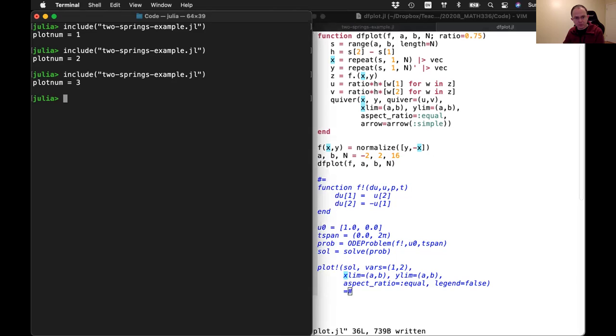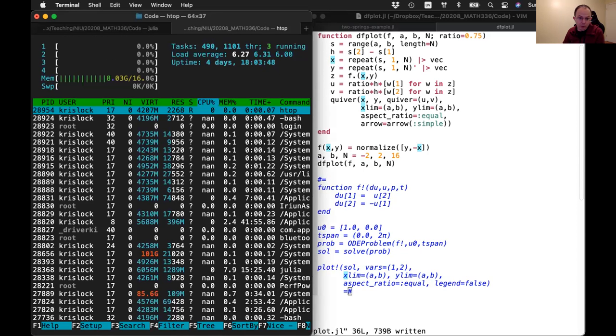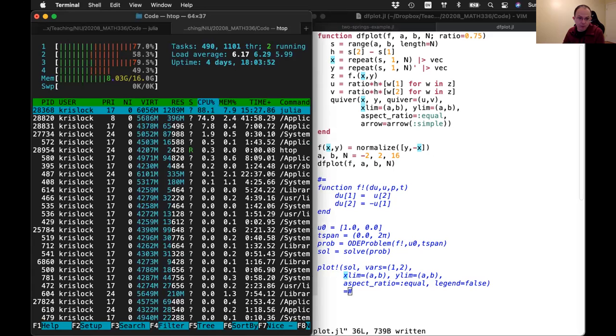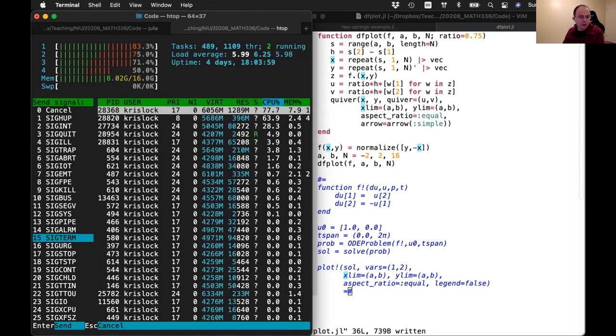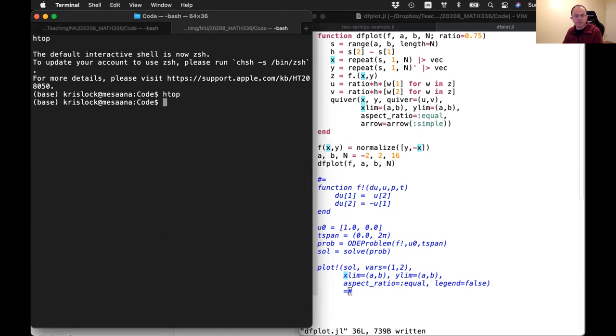Is it frozen? Let's see. What is going on with my computer? So this Julia is doing something. Let me kill it. Let's see, did that work? Yes, killed it. Okay, good.